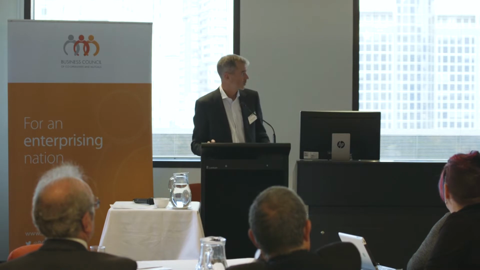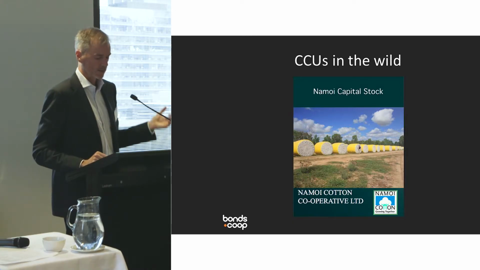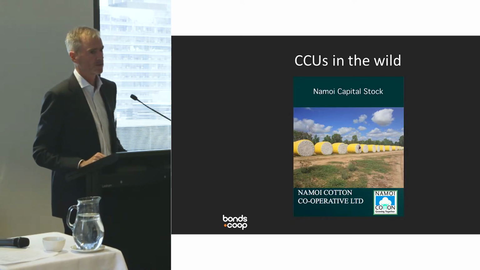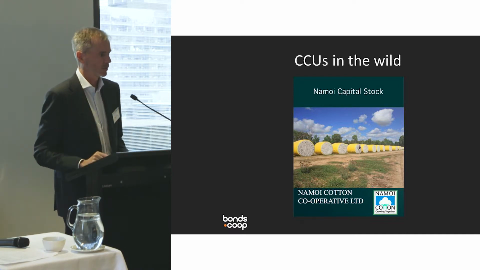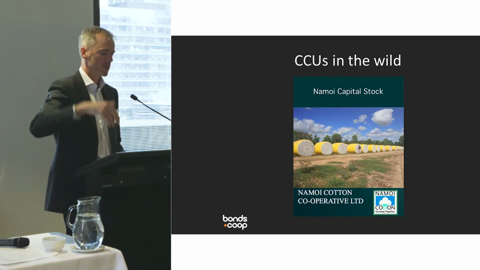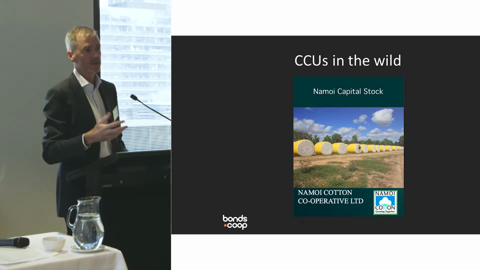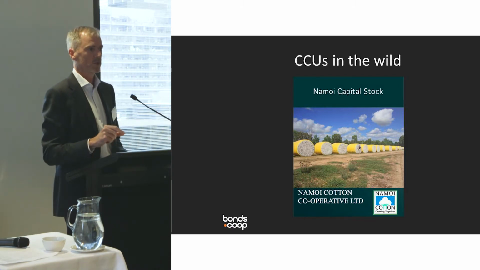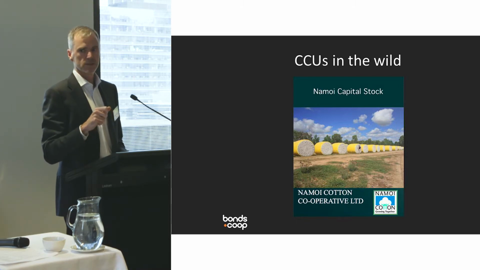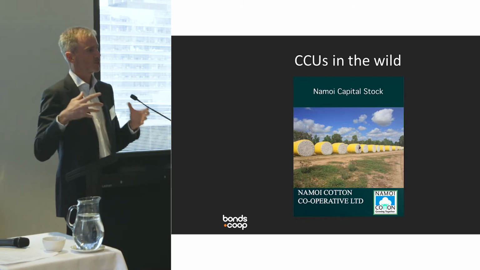Namoi Cotton issued the largest issue of CCUs. There's been 9 in total to date. And this was a $44 million issue on the Australian Stock Exchange of a CCU structured as equity. So it was perpetual, it ranked after member shares, it paid dividends if the board declared dividends, and of course there was no voting rights, although interestingly the stockholders in aggregate had the ability to nominate, initially 2 but became 3 directors to the board of Namoi Cotton.